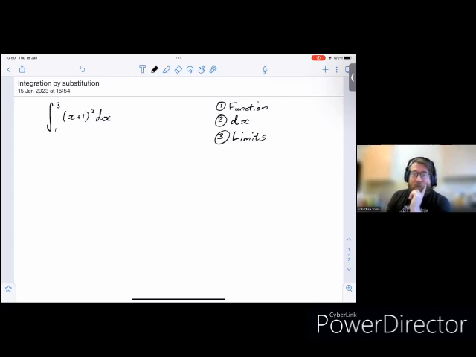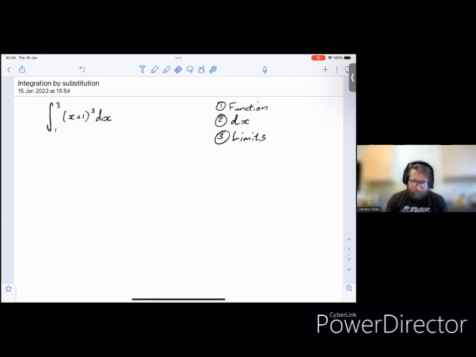I've got a list of things that we need to substitute on the right there. So we need to substitute the function, so it's in terms of a new letter. We'll usually use u. If we're substituting this function so that it's in terms of another letter, let's say u, then this dx doesn't work anymore because this dx means we need to integrate with respect to x. So we're also going to need to substitute the dx. The limits as well, they're in terms of x, so we will need to change those so they're in terms of u as well.